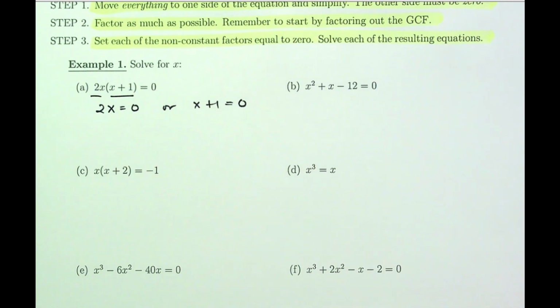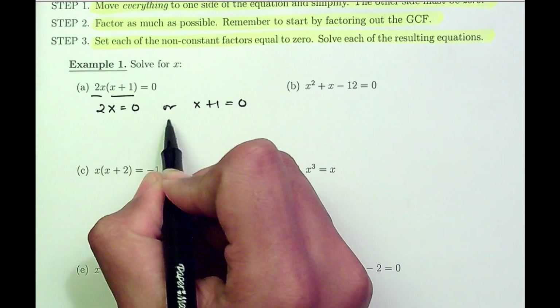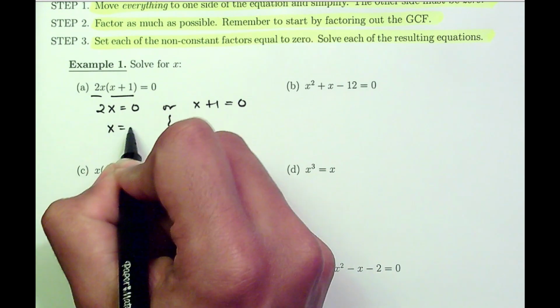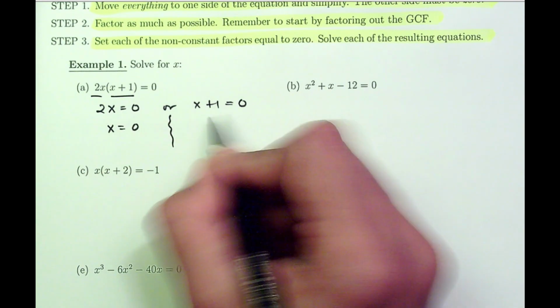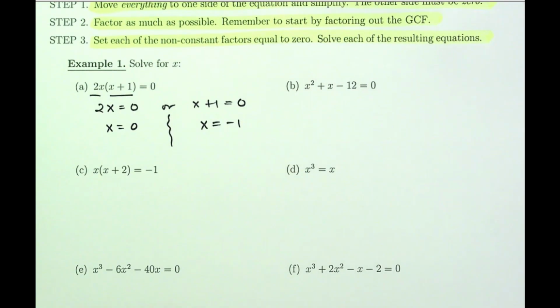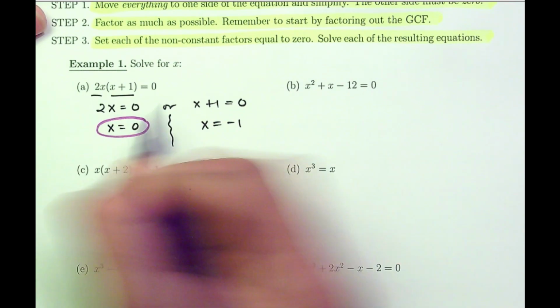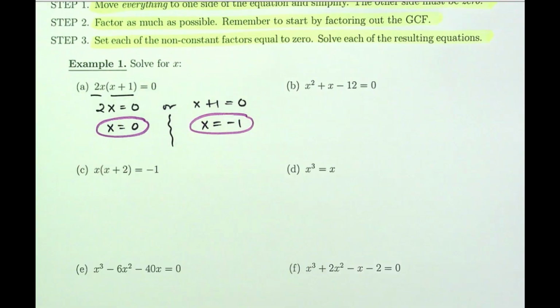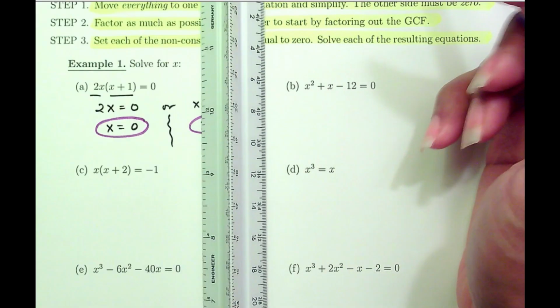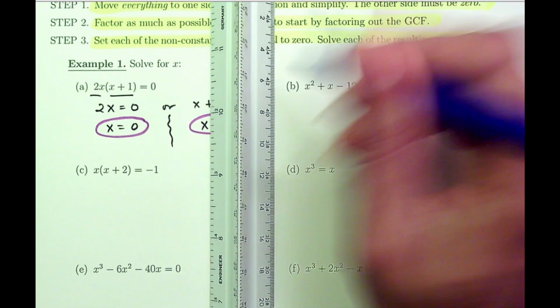Okay? And then you're going to solve each of these equations. So solving this one, just divide by 2 on both sides. That gives me x equals 0. And then subtracting 1 from both sides here, that gives us x equals -1. And those are the solutions of this equation. So x equals 0 or x equals -1. Okay? And I'm going to draw a line here to separate the problems.